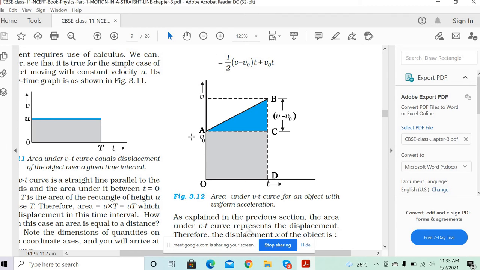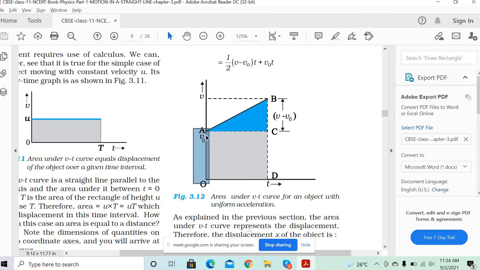Yeah, no problem. So what is V0 here and what is V here? V0 is initial velocity and V is final velocity. Okay, absolutely correct. And why is V0 above the origin? Because the velocity was already there, the object was at a velocity before even entering this graph. They didn't show it started from O. Perfect.